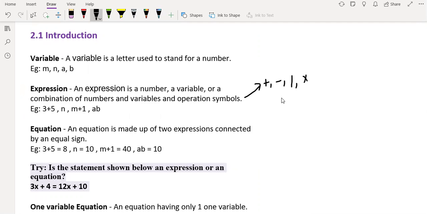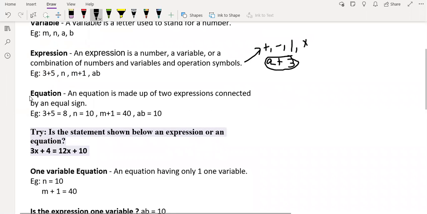So let us take this variable A. Sorry if it's not so clear, so let me write again. So this is A, a variable, and a number. Combination of number and variable and operation symbols. So let us take any one of the operation symbols among these four. So let us take plus. So this combination which we get is called as an expression. Okay. So now let's move on to the next one.